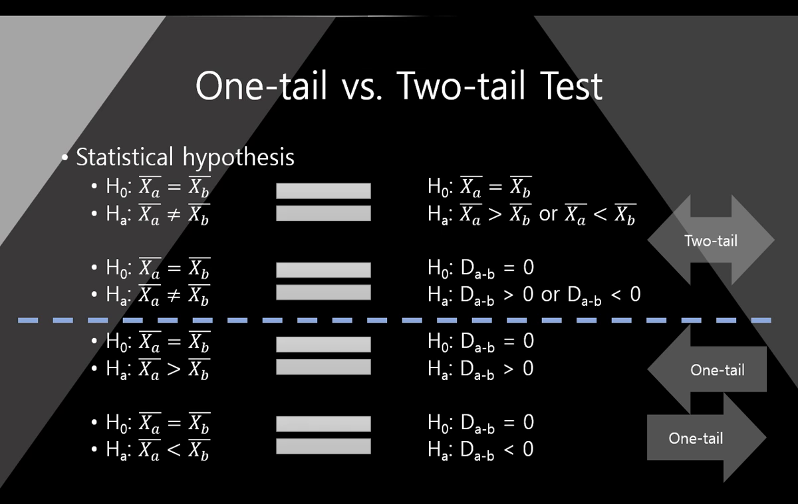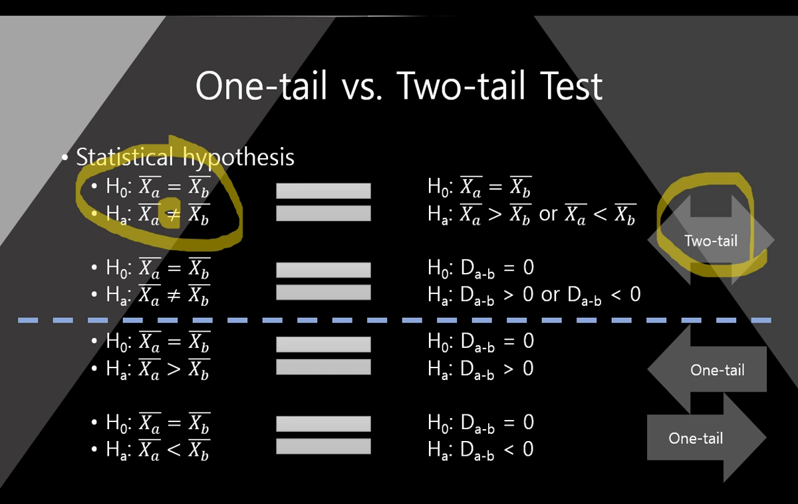Here, I show the one-tail versus two-tail test statistical hypotheses. First of all, as you can see here, the upper side is a two-tail test. Let me go through them one by one. This is one pair of statistical hypotheses. The null hypothesis is X̄A equals X̄B, and the alternative hypothesis is X̄A is not equal to X̄B.